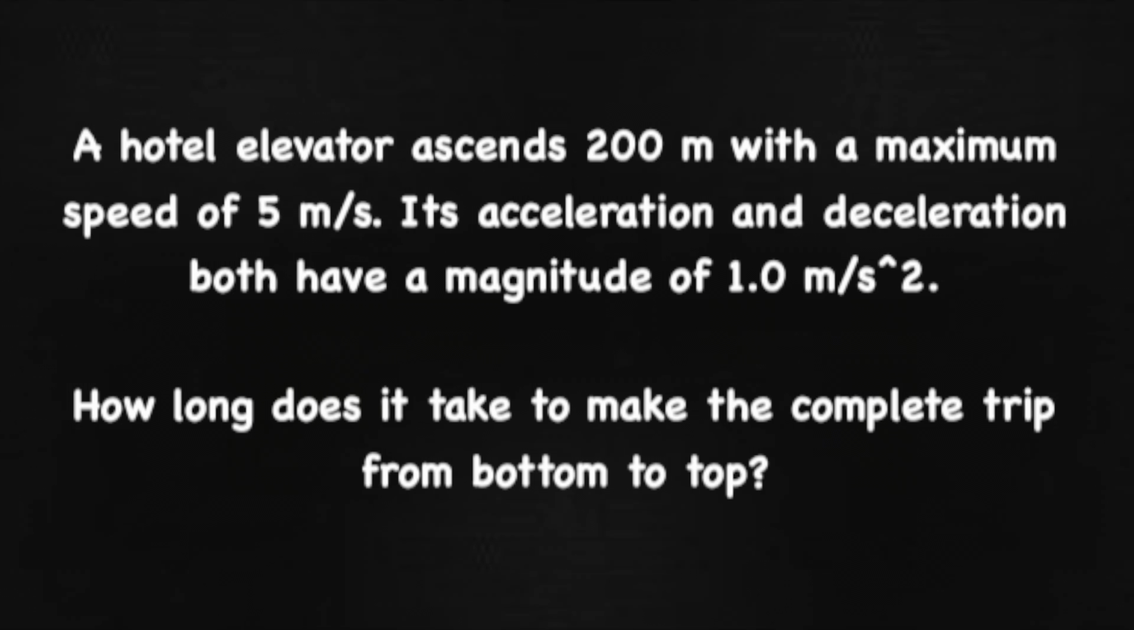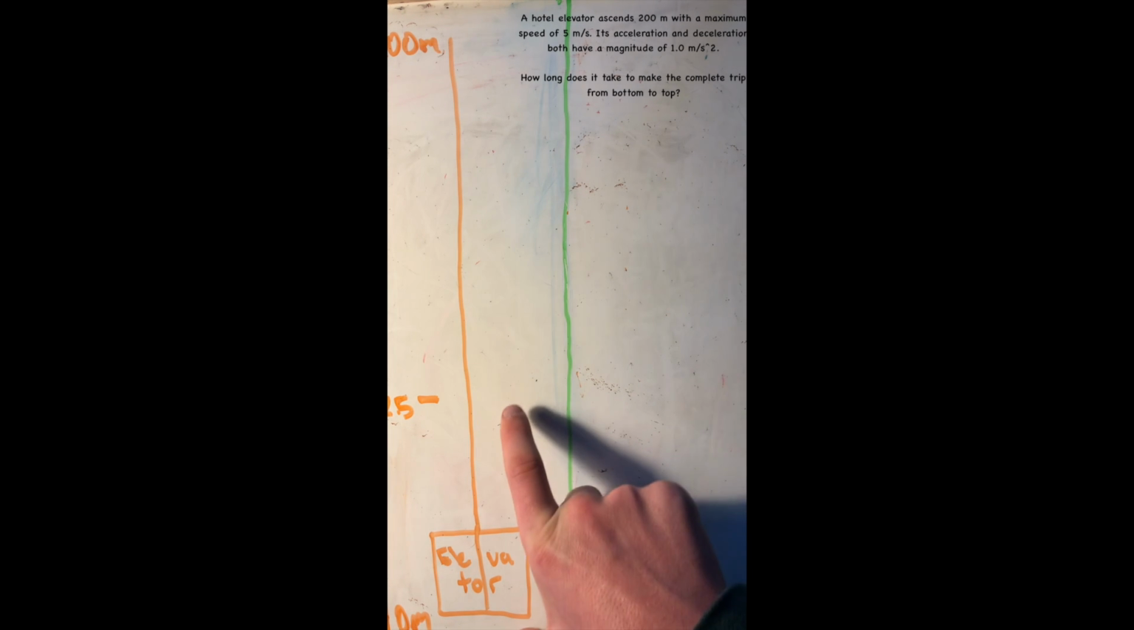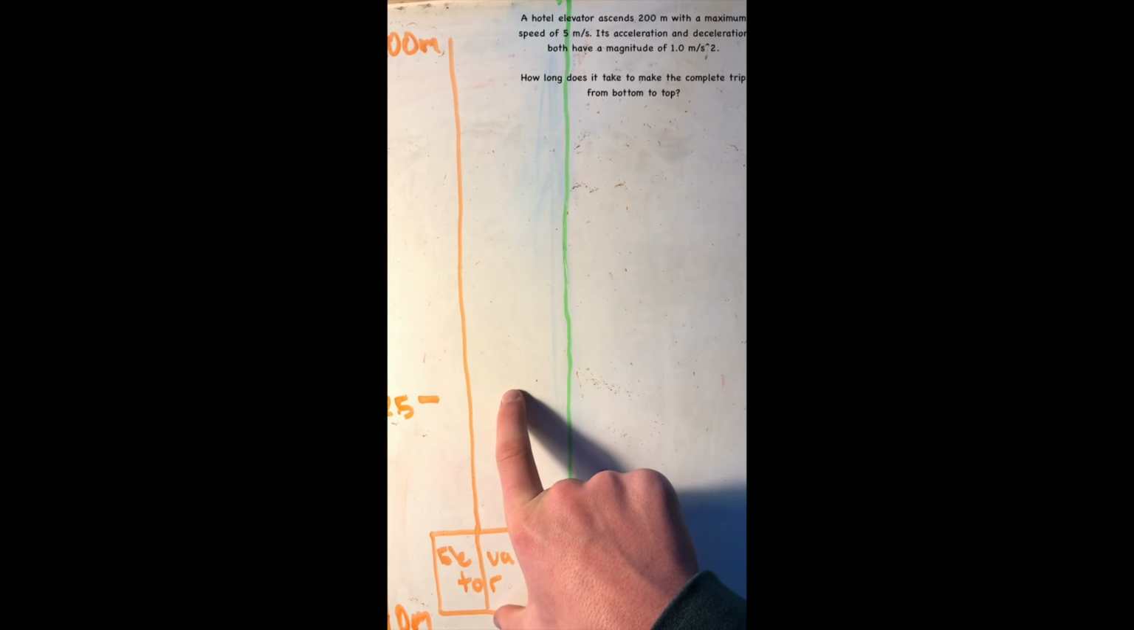Part 2 reads, how long does it take to make the complete trip from top to bottom? Alright, so to solve this problem, we have to understand that there are 3 stages to the elevator trip. Stage 1 consists of the elevator speeding up to its maximum speed, and that's what we were using before, from 0 meters to that 12.5 we just found. That's stage 1. Stage 2 consists of the elevator traveling at a constant speed of 5 meters per second.